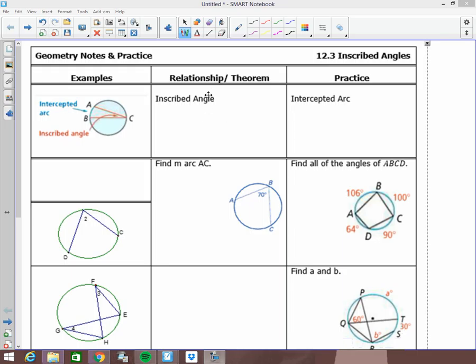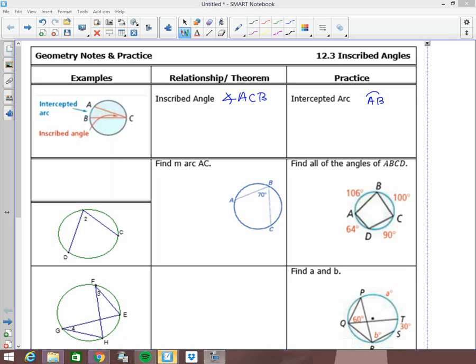Okay, so we're talking about inscribed angles, and this is section 12.3. So we're going to take a minute to take a look at this figure right here. In this circle, we have an inscribed angle, angle ACB, and then we have intercepted arc AB.